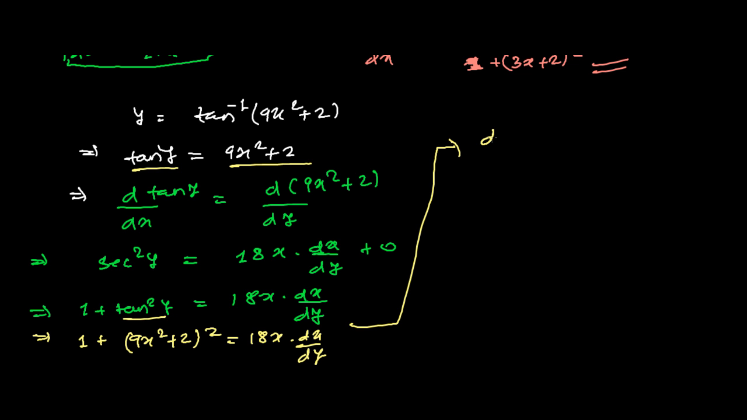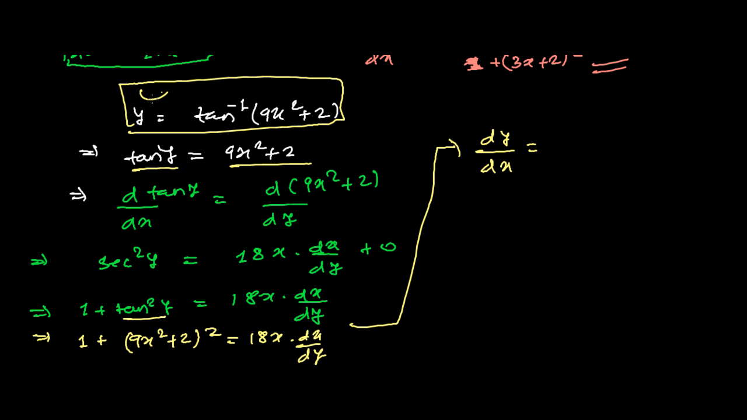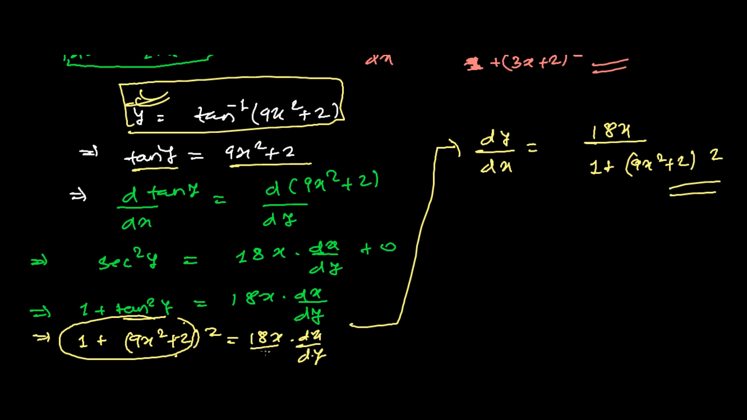So what is our dy over dx, sorry, the derivative of our function y with respect to x? Just making the reciprocal, it will be 18x over 1 plus (9x squared plus 2) whole square. I write dy here and dx here, and 18x is as it is, and this whole quantity went to the denominator. So this is how we need to find the derivative of tan inverse functions.